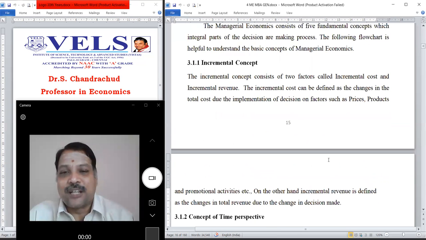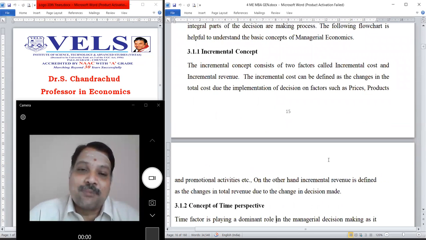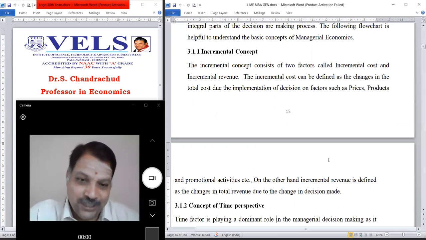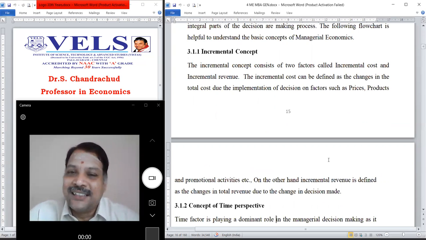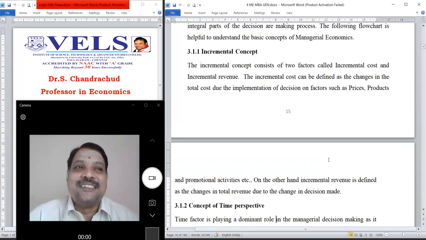The first concept is the incremental concept. The incremental concept consists of 2 factors. One is incremental cost and the other one is incremental revenue. The incremental cost can be defined as the change in the total cost due to implementation of a decision on factors. The factors may be price, or any product planning or promotional activities. On the other hand, coming to the revenue side, the incremental revenue is defined as the change in total revenue due to a change in the decision made.